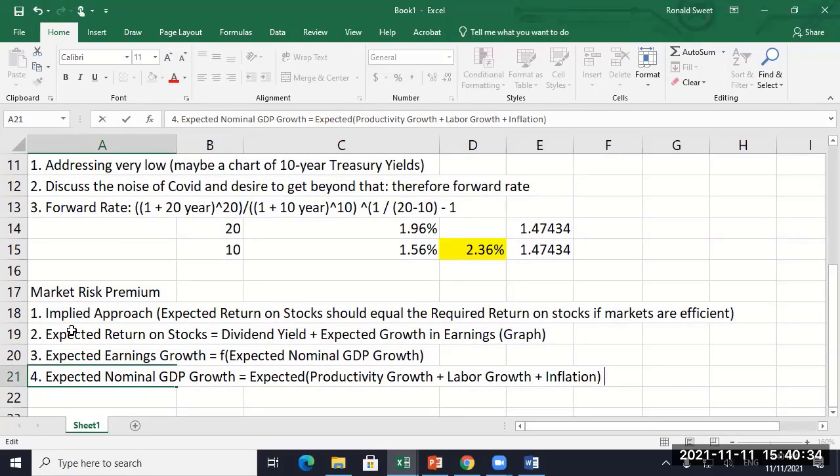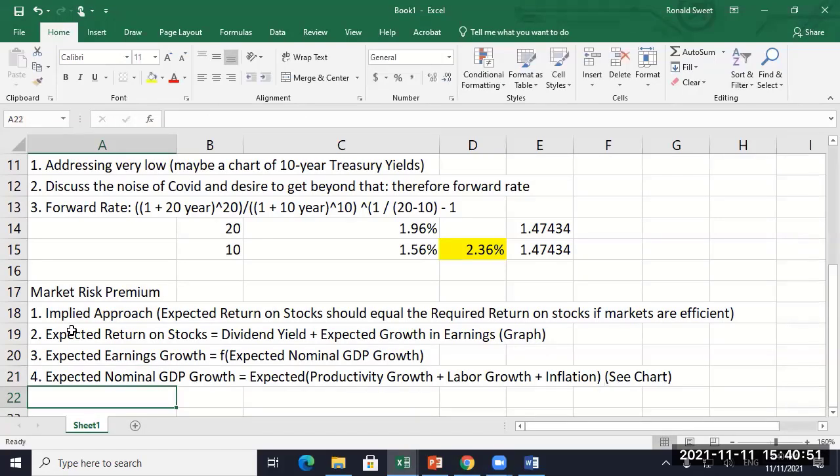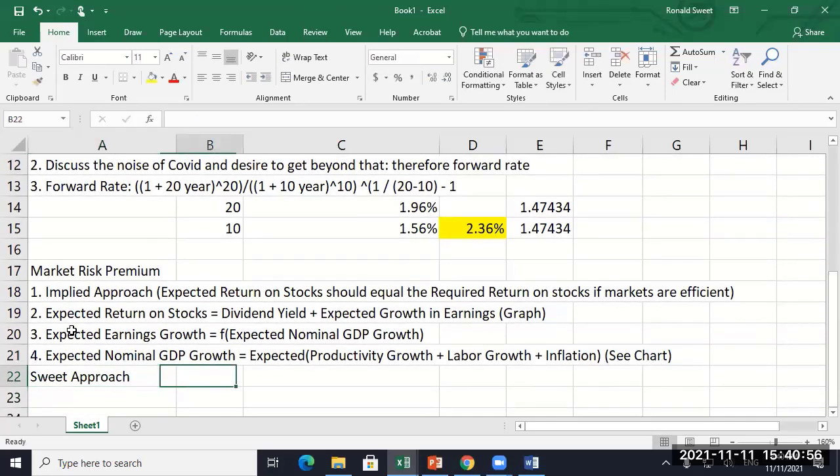And then you have a chart for that that shows you those three components over time. I'm leaving out export imports, but that's fine. So you just have to justify that, whatever you think makes sense there. You got to come with your own numbers, but my numbers would be 2% productivity growth, 1% labor growth, and 2% inflation.